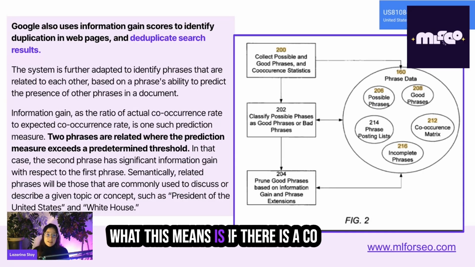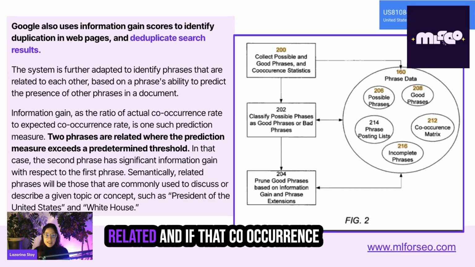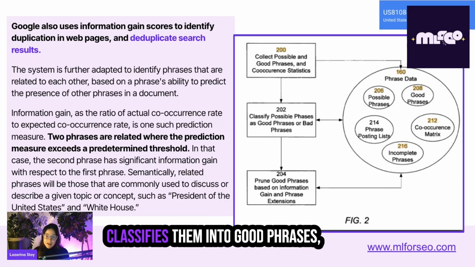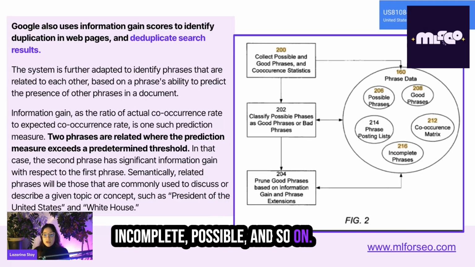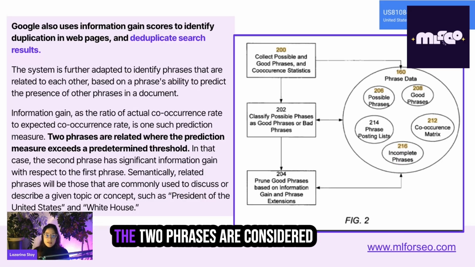What this means is if there is a co-occurrence rate of certain phrases in a document, two phrases that are related, and if that co-occurrence passes a certain threshold, essentially Google collects and processes phrases that are used in a document and classifies them into good phrases, incomplete, possible, and so on. The information gain score in this implementation is calculated as a ratio of actual co-occurrence rate to expected co-occurrence rate, which is a prediction measure that they have determined.